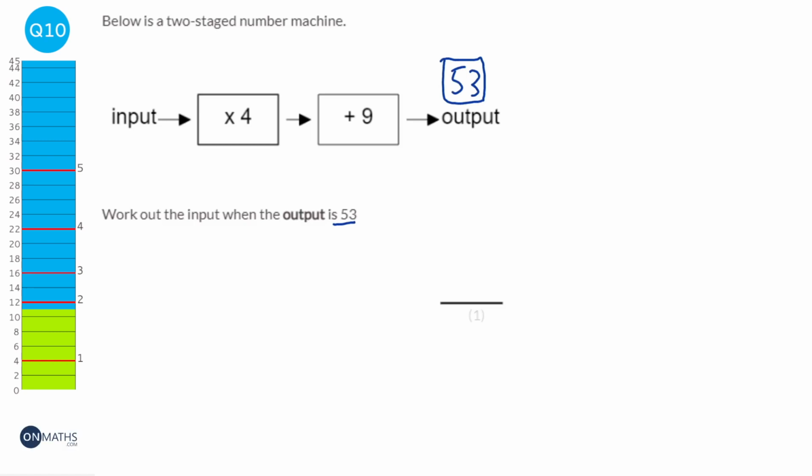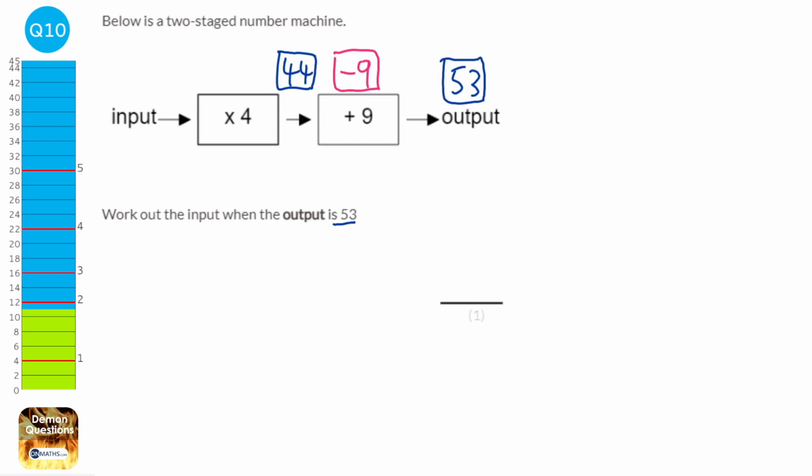And when we work backwards through a function machine or a number machine, we do the opposite of what it says. So this first one says plus 9, but when we go backwards, we do the opposite, which is take away 9. So we do 53 take away 9, which is 44. Now we can check that by going the other way. So 44 plus 9 is 53, so that works.